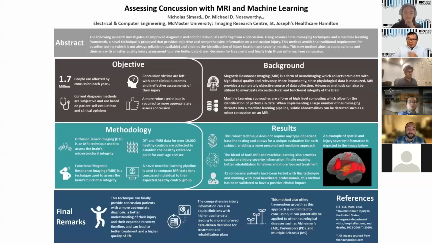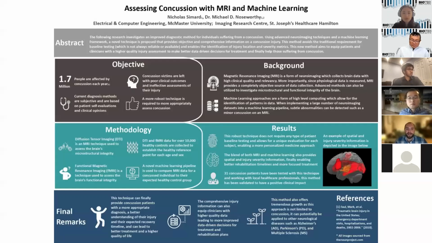That is why machine learning is used on MRI datasets of over 10,000 healthy control brains between the ages of 15 and 70. This large volume of healthy controls allows us to establish a healthy reference for each age and sex. Therefore, when someone presents with a concussion, we compare them to their expected healthy control group and identify if an injury exists using a machine learning outlier detection Z-score method. If an individual is identified to have a high Z-score, it's considered an outlier, meaning an abnormality is present and they are suffering from a concussion.